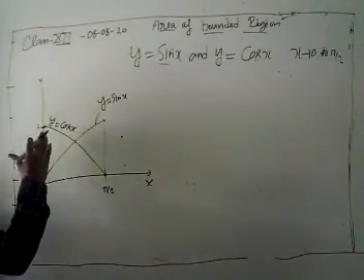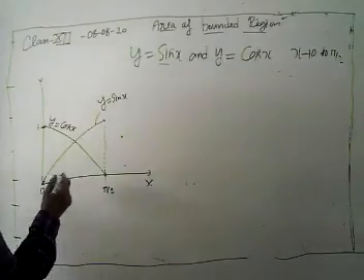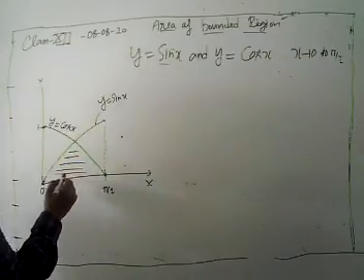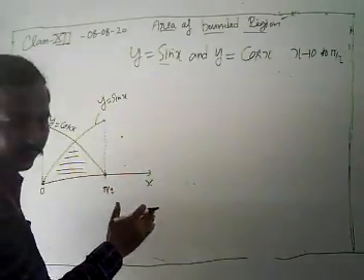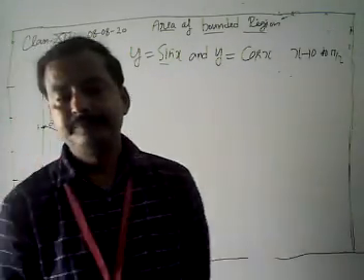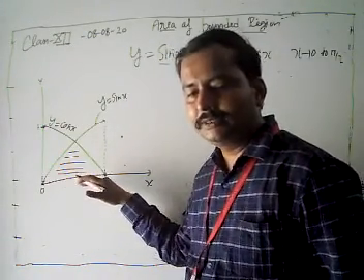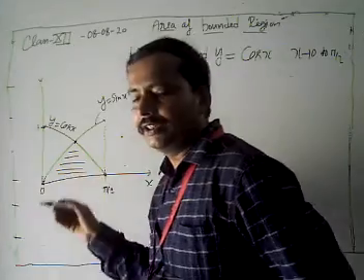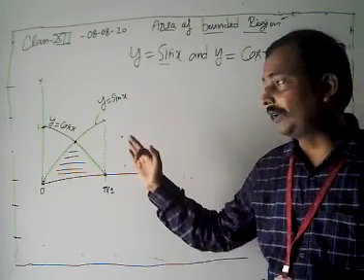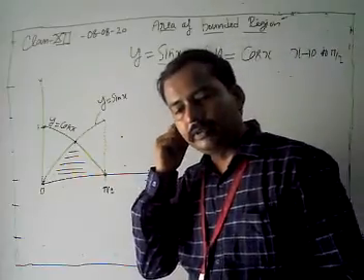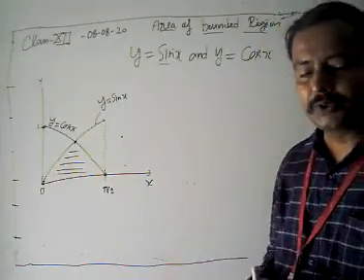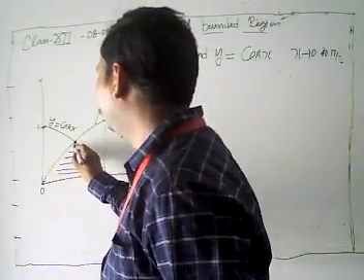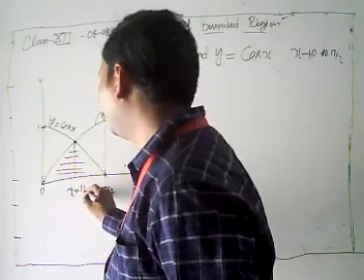Now look, we have y equal to cos x and y equal to sin x from 0 to pi by 2. The region is enclosed by y equal to cos x, y equal to sin x, and our x-axis. First we have to find their intersection point. Sin x equal to cos x means tan x equal to 1, so x equal to pi by 4. This is our intersection point, x equal to pi by 4.